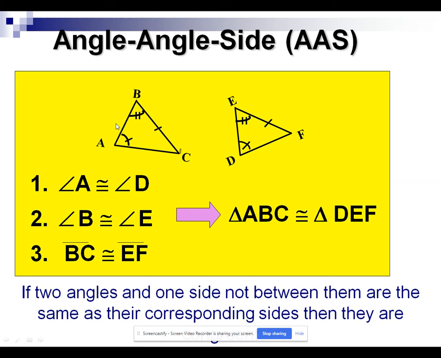So if you look at two triangles and they've got an angle, angle, and a side marked, you go angle, angle, side, AAS, is it yes or no? And it's on the yes side of the list.